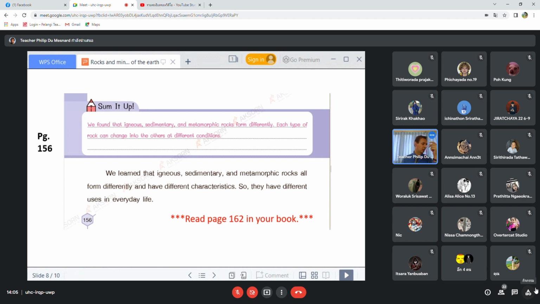Okay, this is the summary to sum up about the rocks. I don't know why I say read page 162. Maybe 152 actually. Anyway, never mind. So we find that igneous, sedimentary, and metamorphic rocks form in a different way. They can change into each other depending on the conditions. So they can change from one type to another type of rock sometimes, especially if they make them metamorphic rocks. Okay, please finish. I'll give you a few minutes.